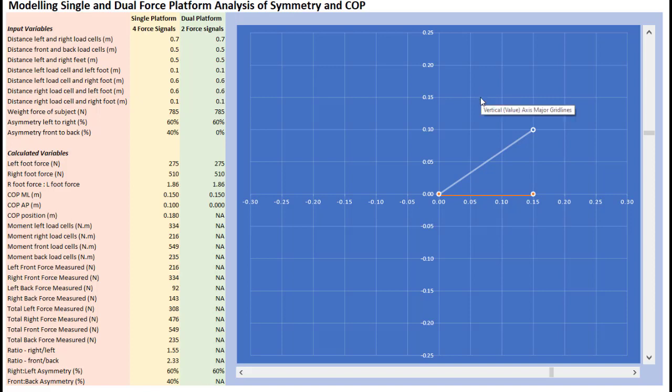So in deciding which force platform system is preferable for your particular needs, it really comes down to priorities. Are you only interested in determining the summed force on the left side and the right side? Or is it also important to be able to actually track the center of pressure? Both systems, as we have seen, are able to determine asymmetry in the left and right directions, in other words, the mediolateral plane. But only the single platform with 4 force signals can resolve shifts in force in the anterior posterior plane.